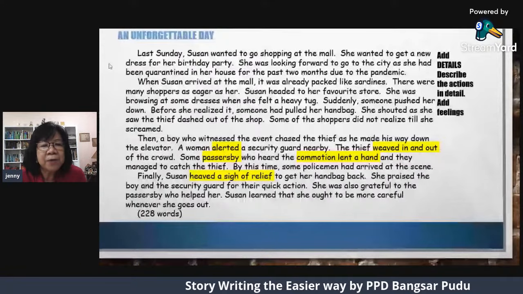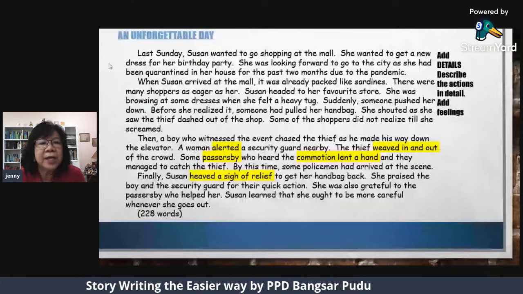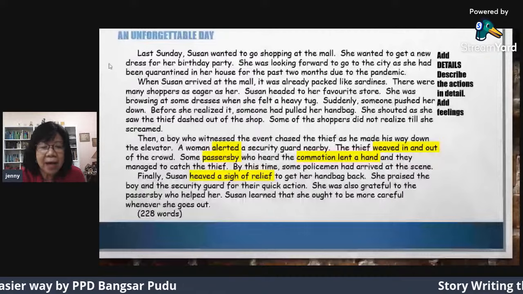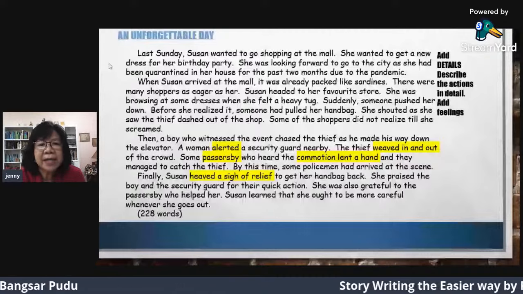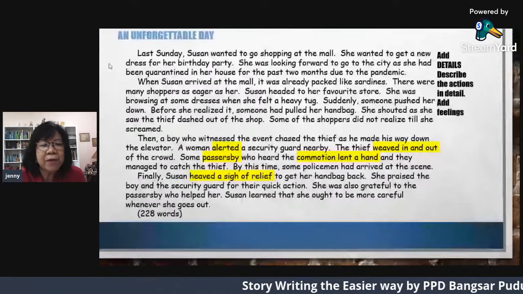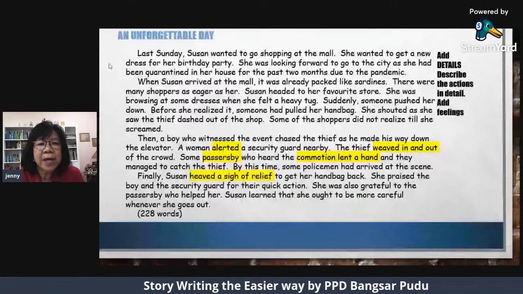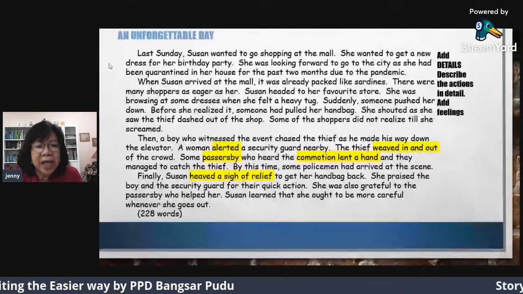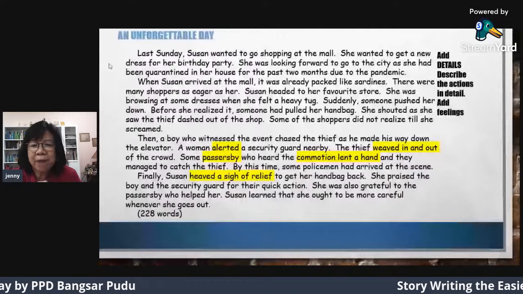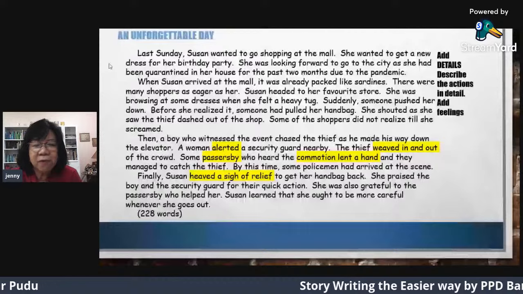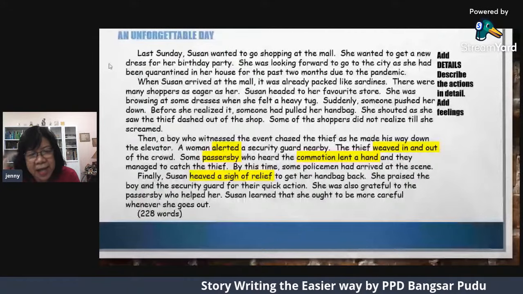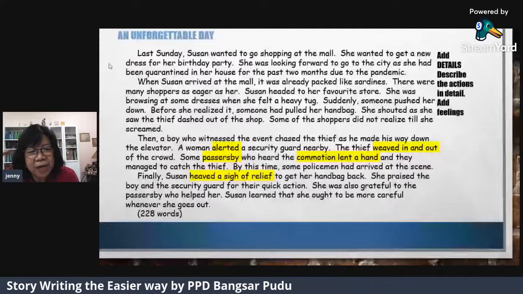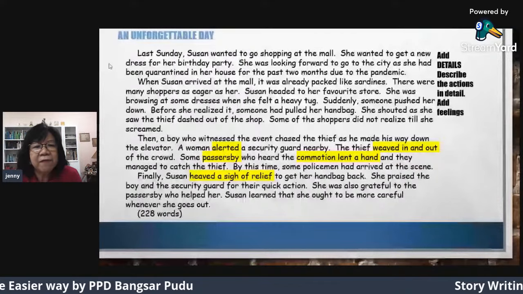She was browsing. So this word browsing, just looking at some dresses, when she felt a heavy tug. Somebody pulled. Suddenly, someone pushed her down. Before she realized it, someone had pulled her handbag. She shouted as she saw the thief dash out of the shop. So I'm describing the action in detail. Okay, what really happened. So in your mind, you can see Susan already panicking, and you can see the thief running out of the shop, right?